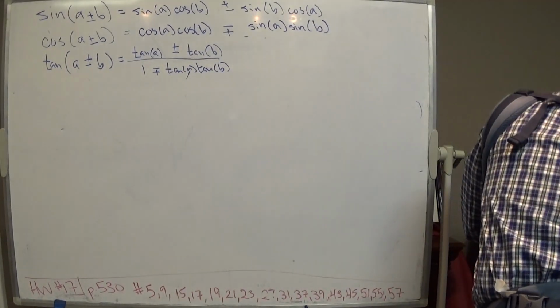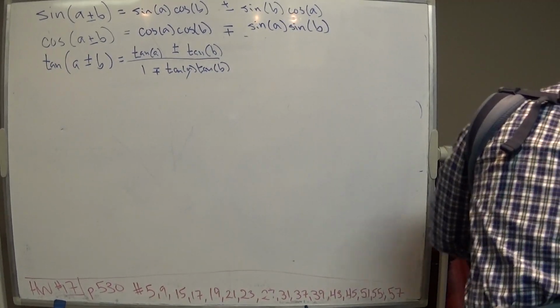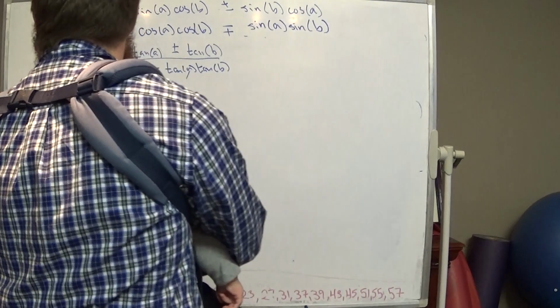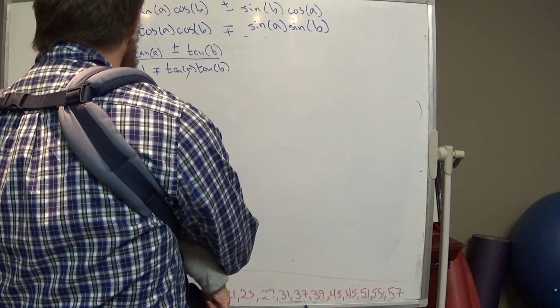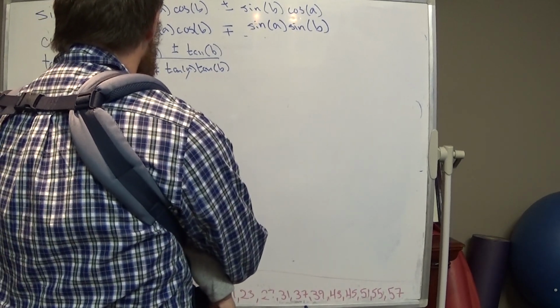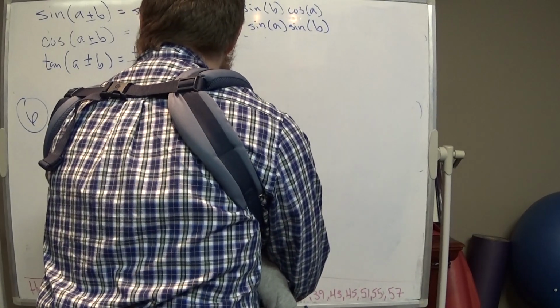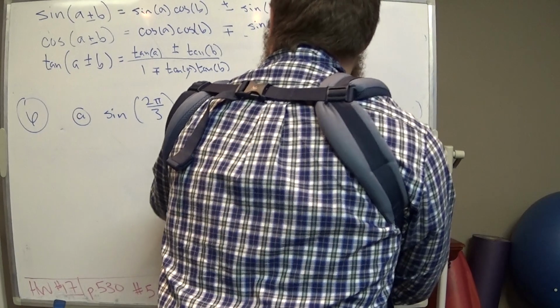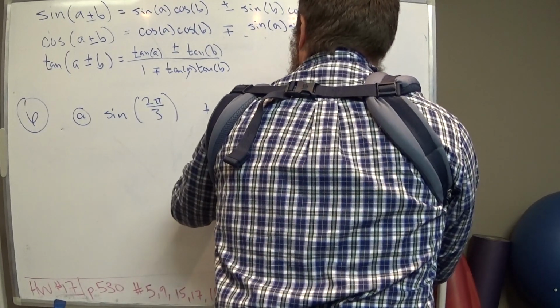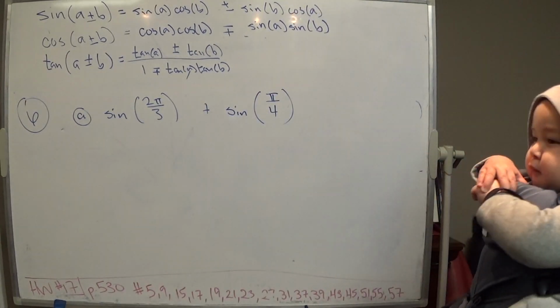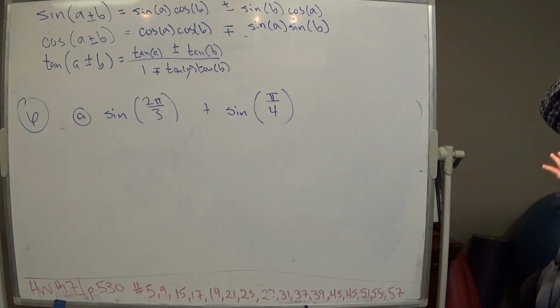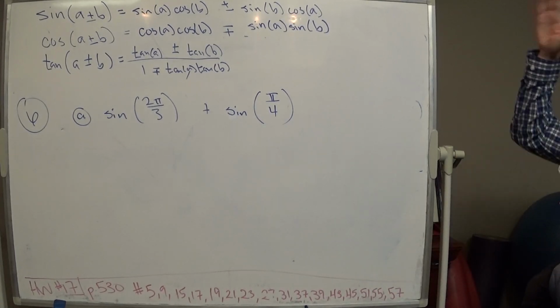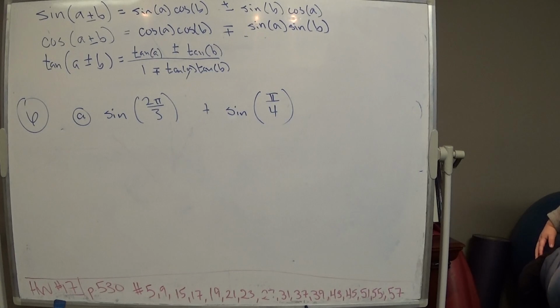Number 6 has you compute two different things. On part A, it says to compute sine 2 pi over 3 plus sine pi over 4. So let's do that real quick. What's sine of 2 pi over 3? Oh, 2 pi over 3. I was thinking 3 pi over 2.